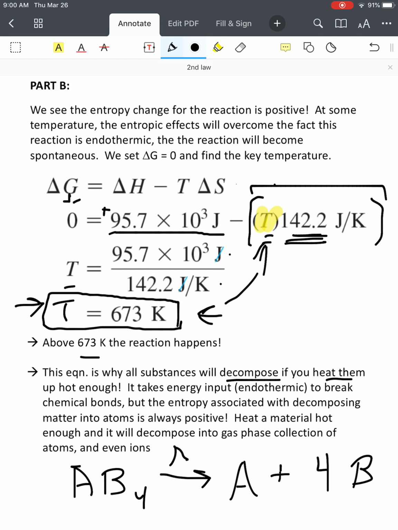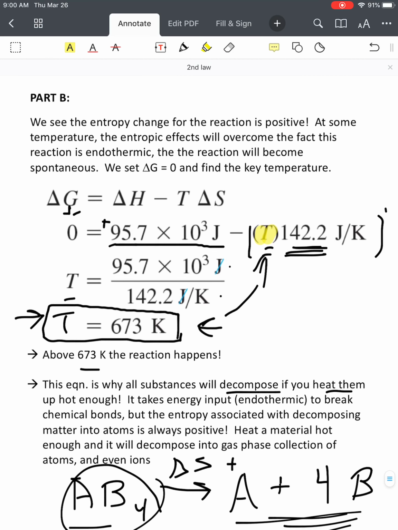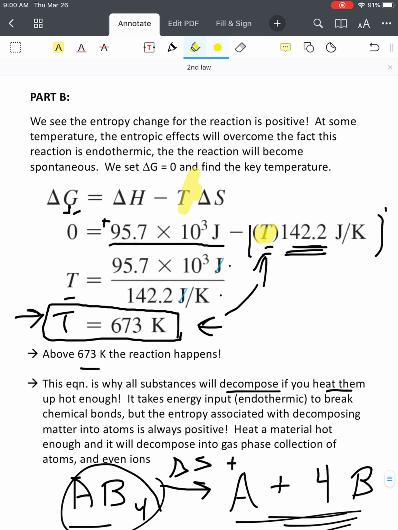And the reason why is because if you think about the delta S for this reaction, it's going to be positive, isn't it? You're making more gas phase products than you started with. So the entropy is always a positive number. Now, does it cost you energy to break the bonds in this molecule? Yes. But if you heat it up enough, the second term in this equation up top, the entropy term, becomes large enough to overcome the reaction enthalpy.